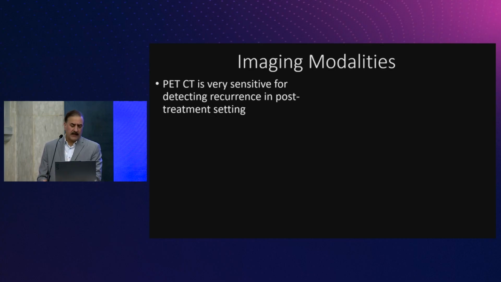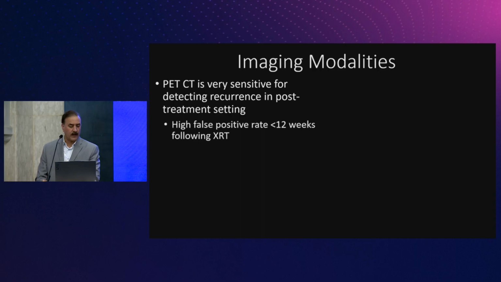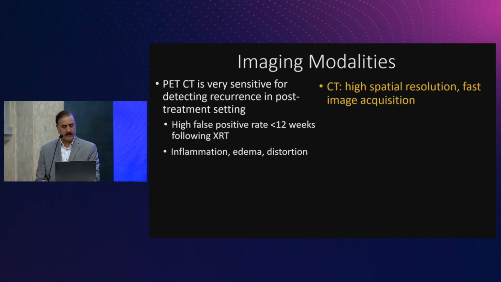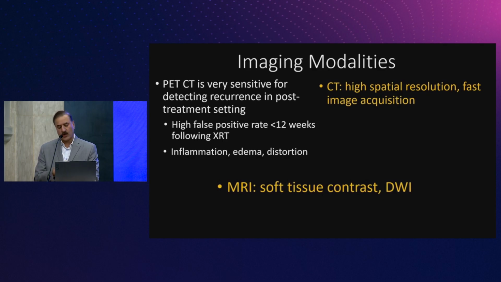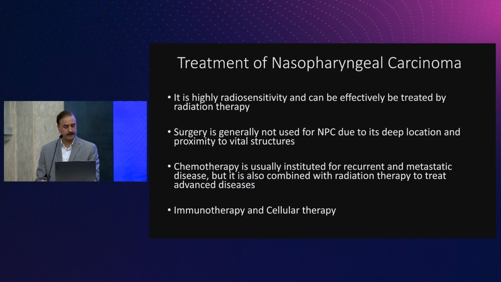CT PET is very useful in the post-treatment neck setting, as we already alluded to earlier on. But you cannot do this scan within the first 12 weeks because of the inflammation, edema, and distortion that will give you positive signs without any evidence of positive disease. CT is very good. MRI can be utilized, especially these days with diffusion-weighted images, or MR and CT complement each other very nicely in this setting.